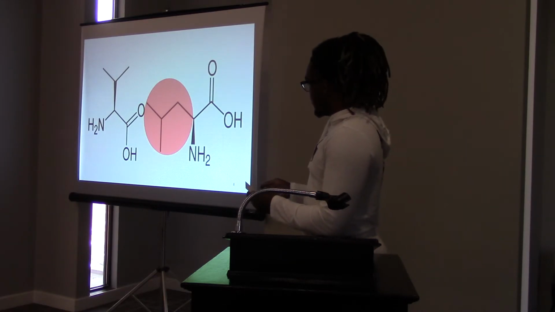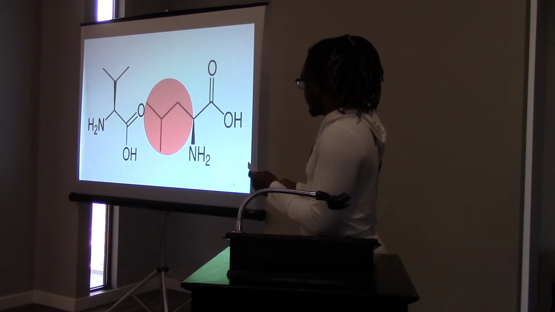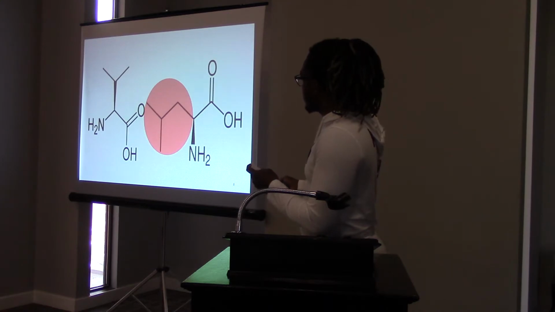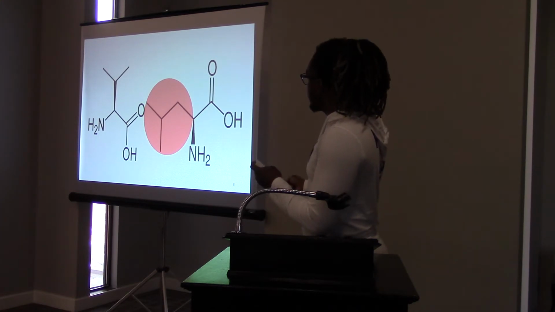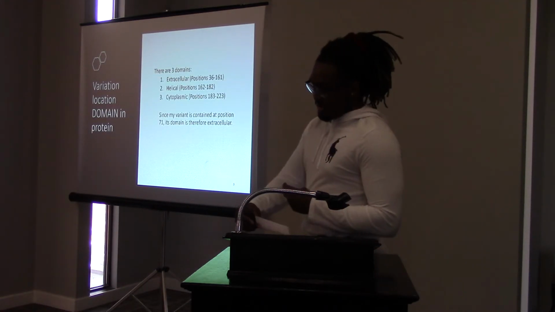And then this is the valine molecule, and then this is leucine. So you'll see this huge side chain addition to that here, highlighted in red. And then the variation location in the protein.